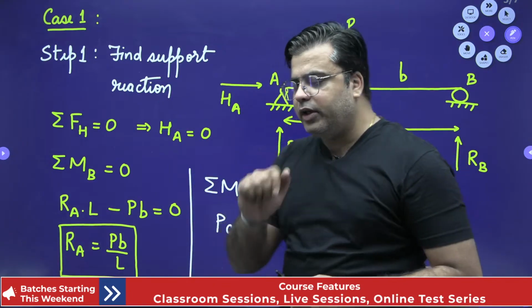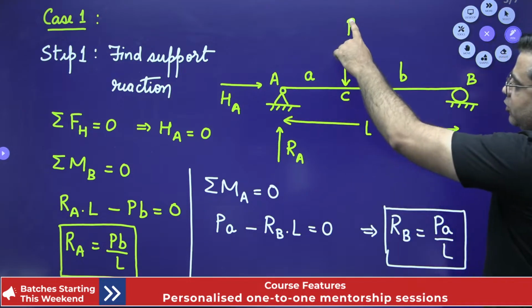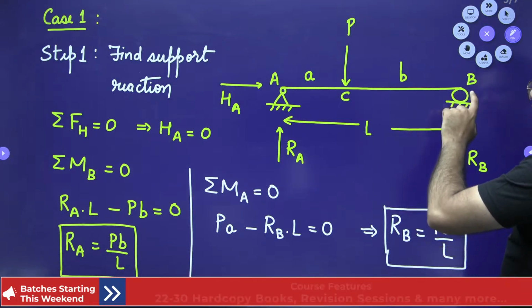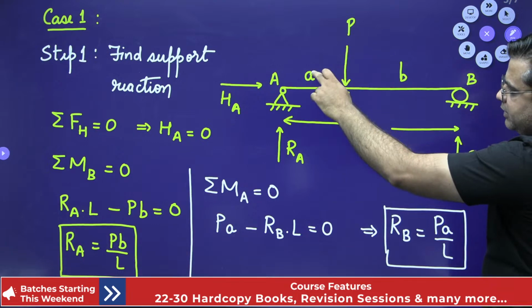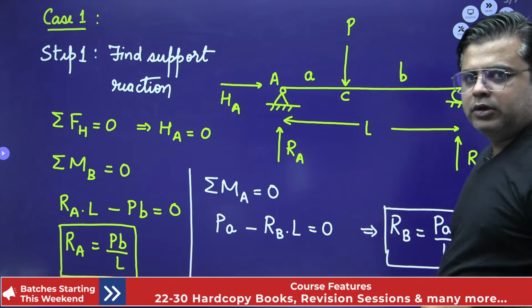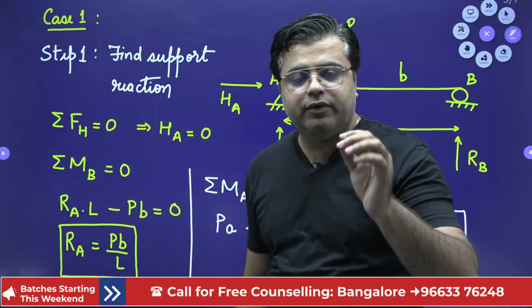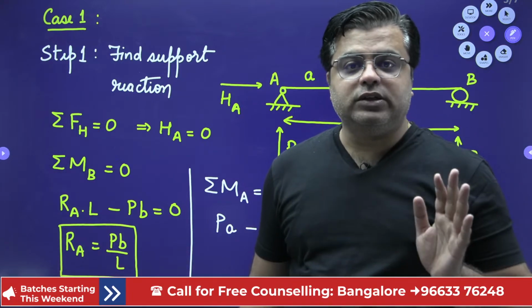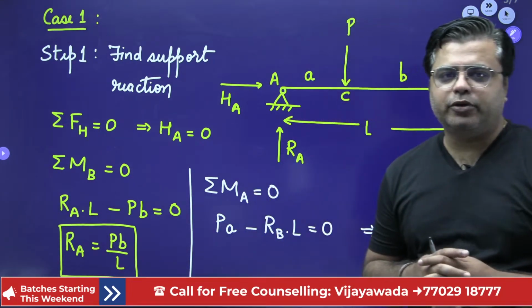Okay, what I've told you? If you have to calculate the value of Ra, take this load multiplied by this distance divided by L. Similarly, when you have to calculate Rb, you take load multiplied by this distance divided by L. This will directly give you the formula, meaning directly the value of support reaction without even applying any equation. So if you remember this simple formula, it is very easy to calculate the support reaction.